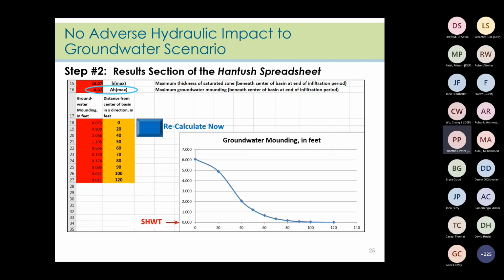With the inputs entered, I clicked the dark blue Recalculate Now button and took this screenshot after the macro finished plotting the blue curve. The results show in the red cell in row 16 the maximum height of groundwater mounding, represented by the variable delta H max equals 6.07 feet, which I have circled in light blue, and this is what will occur at the end of the duration of infiltration period.